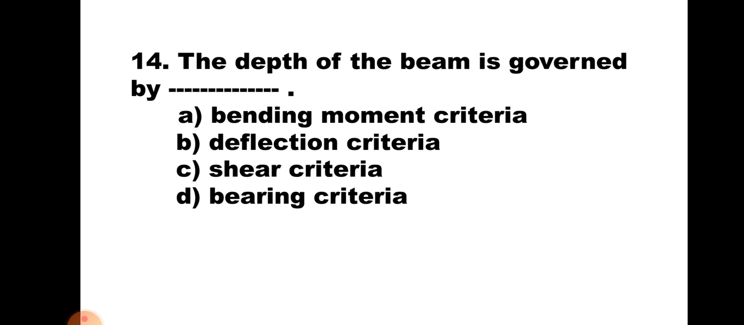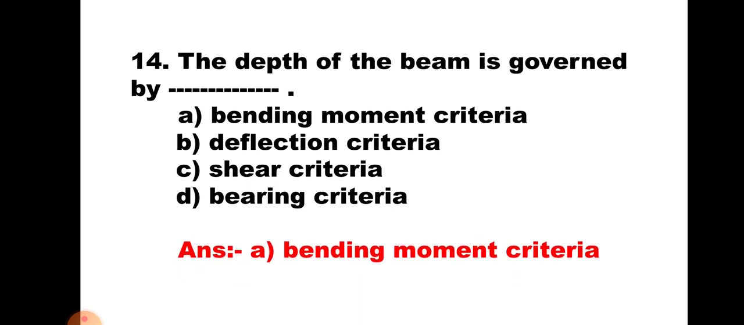And then we calculate the bending moment, and then we check whether that depth is sufficient to resist the bending moment or not. So here the main role is played by bending moment, and the depth required for bending moment is the deciding factor. Hence, the depth of the beam is governed by bending moment criteria. The correct answer is A, bending moment criteria.